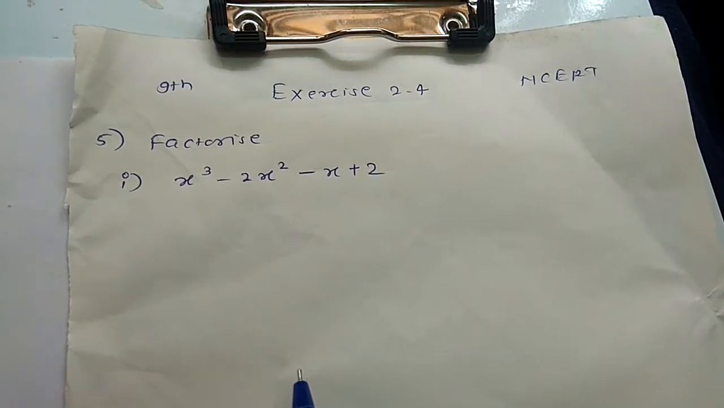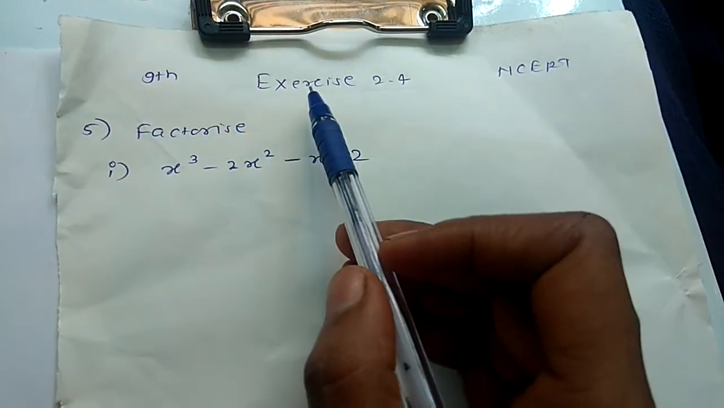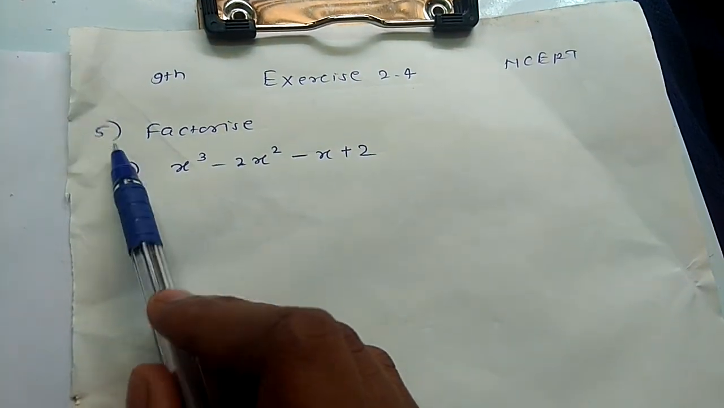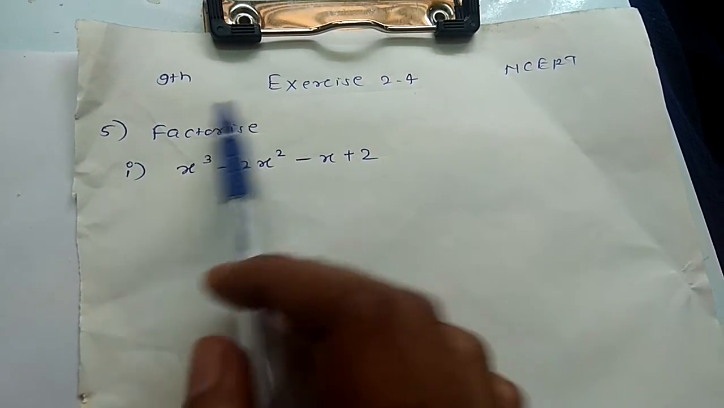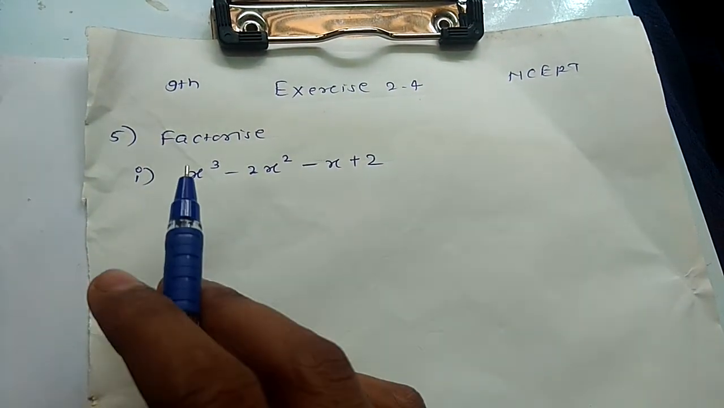Hello everyone, today I am going to explain to you from 9th standard Polynomials chapter, exercise 2.4, question number 5: factorize. So earlier you have seen questions number 1 to 4, where you used the factors or factorization.